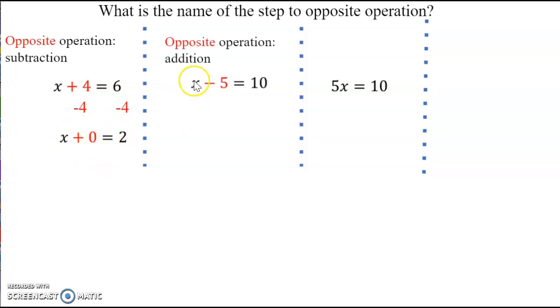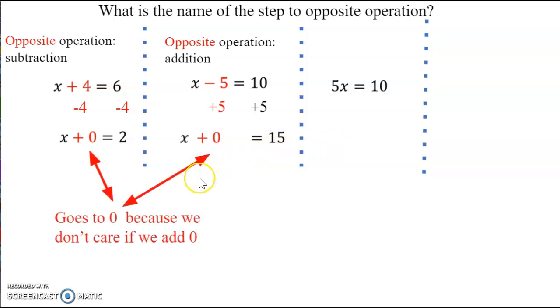Okay, what if we have x minus 5 is equal to 10? What is the opposite operation of subtract by 5? It is addition. Okay, so we are going to add 5 to both sides because then we'll get x plus 0 to be equal to 15. Alright. They go to 0 because we don't care if we add 0 to it. So that's the goal. We want to get to x is equal to 15 or x is equal to something. And x plus anything is just x, right?